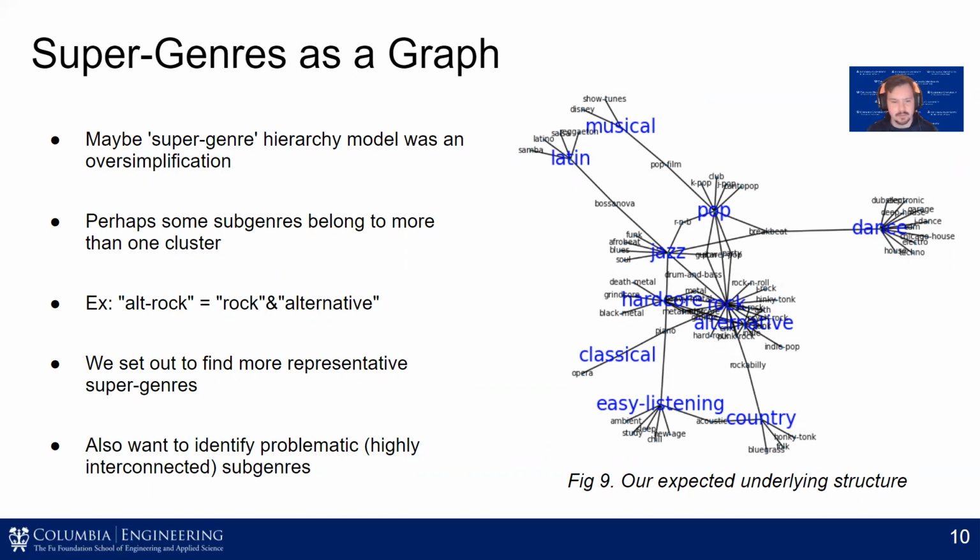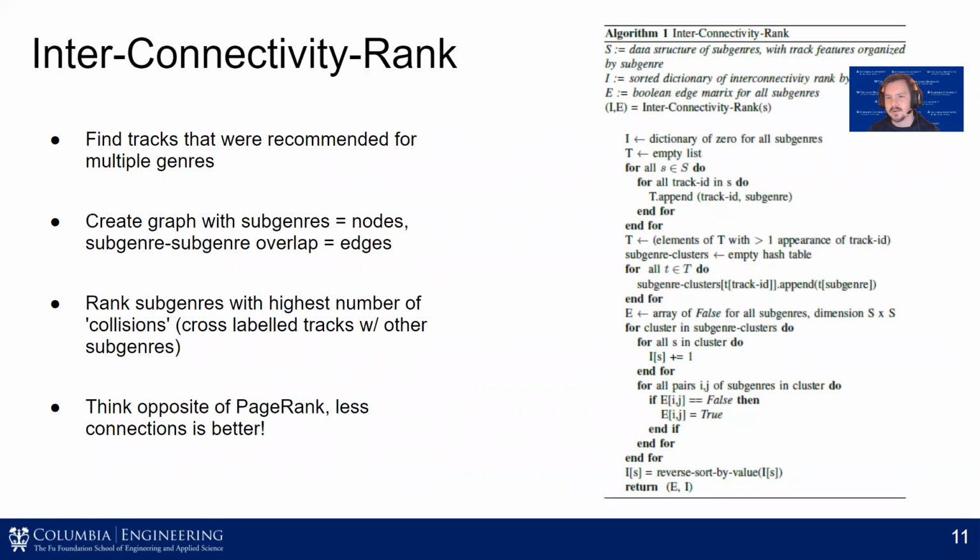Maybe we have to throw away this model completely, but we also want to find the suspects that are pretty bad. So the highly interconnected subgenres. So how we do this was we created an algorithm called the interconnectivity rank. So think the opposite of PageRank, the Google algorithm, where you want to find the web page that is most interconnected, most cited. Instead, maybe the most overlapping subgenres provide the least information. So maybe we want the lowest connected, the lowest rank. So we could do a reverse sort by value and figure that out.